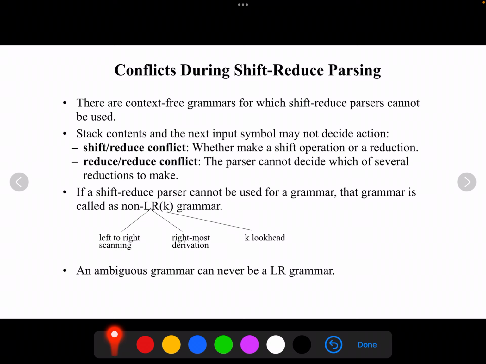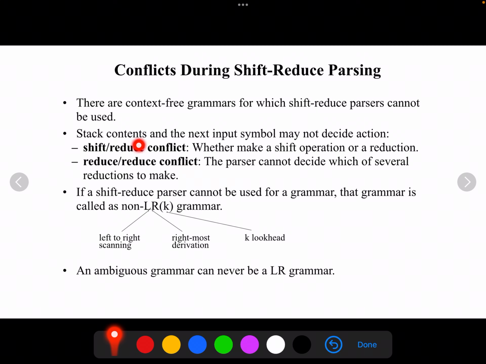So when more than one action can be performed, either shift or reduce, we call it a shift reduce conflict. In a similar way, a parser will get confused about which production to be reduced, or which production to be selected, when the grammar is an ambiguous grammar. In that case, there would be more than one production to choose from. So there are two productions ready to reduce, and we call that a reduce reduce conflict.